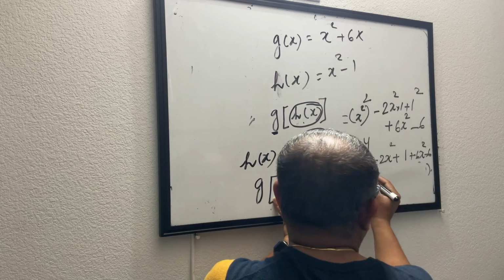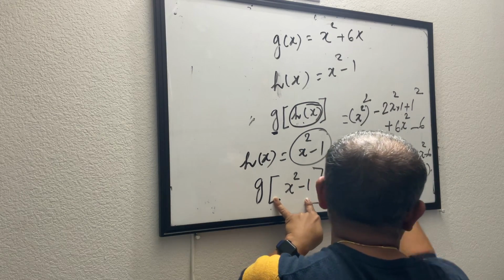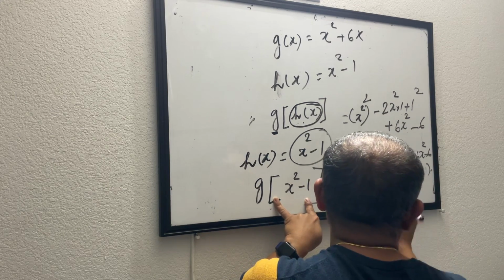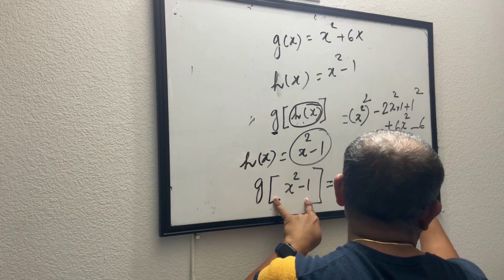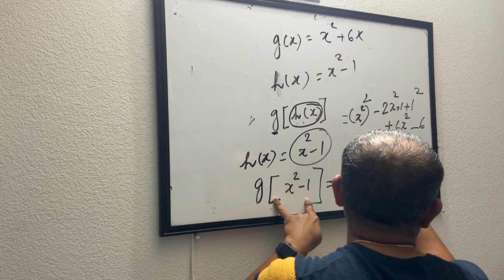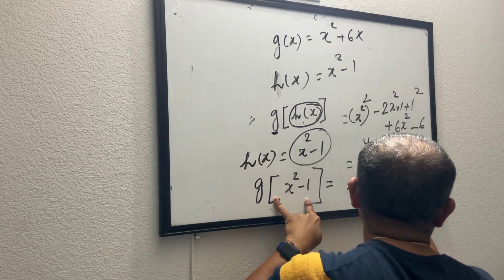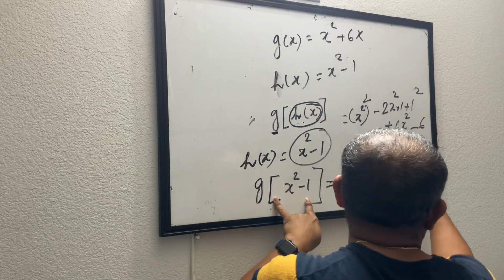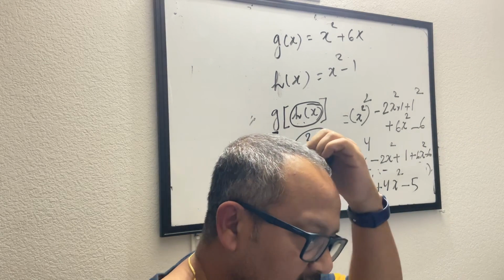Now you simplify it. All the apples, oranges and bananas together. So x to the power 4, this is alone, it doesn't have a friend. Minus 2x squared plus 6x squared. So if x squared is apple, I have minus 2 apple plus 6 apple. That becomes plus 4 apple, which is x squared. And then 1 minus 6 becomes minus 5. That's it. Yep.